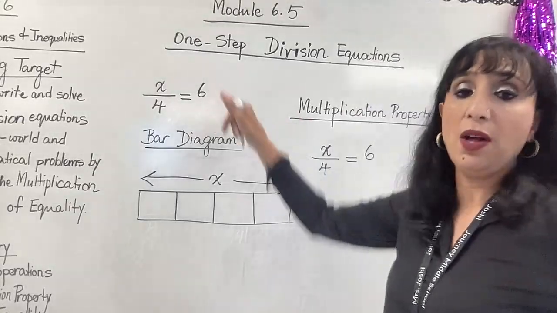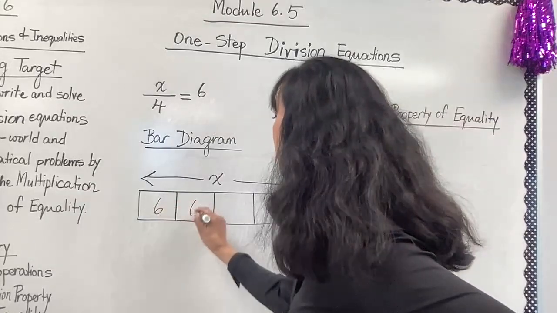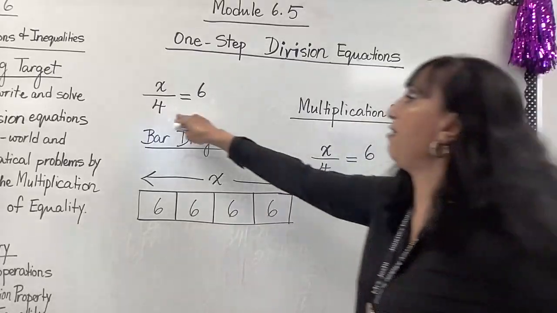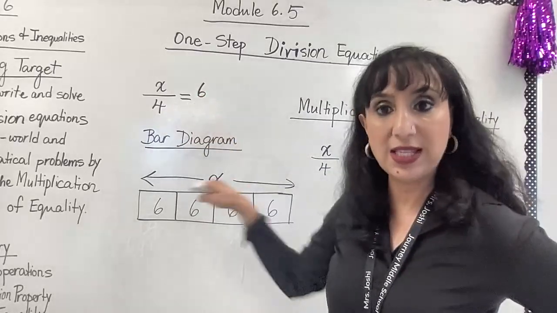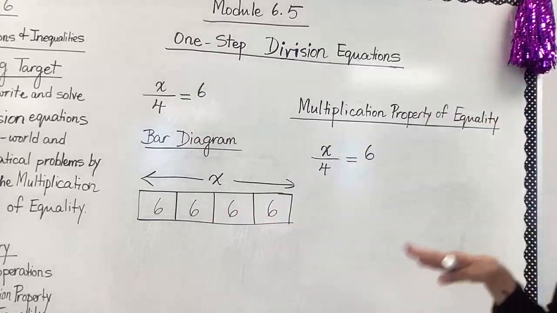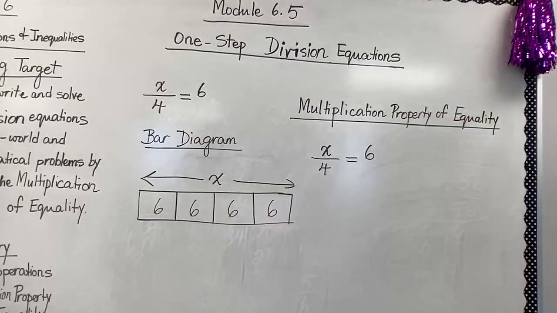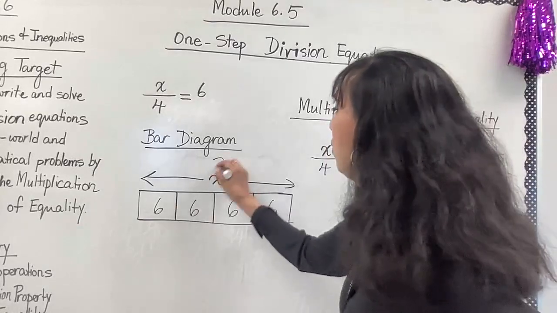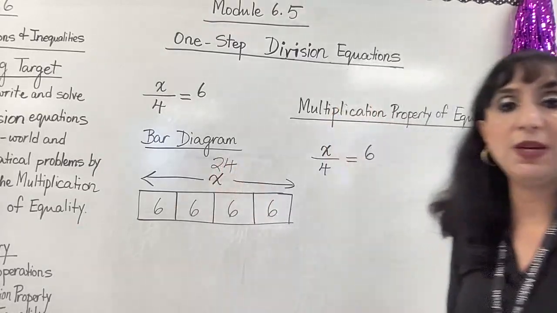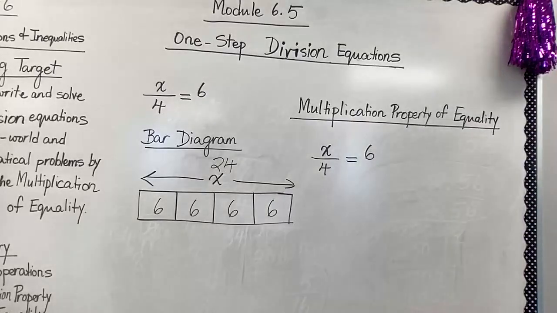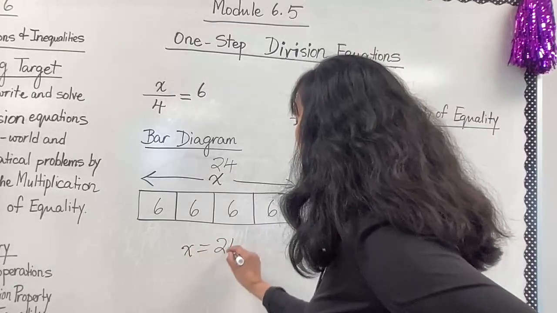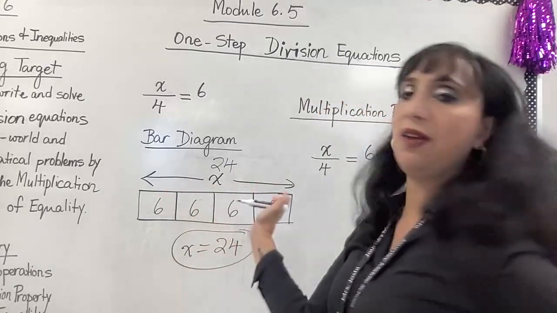Okay, so each of these is 1, 2, 3, 4, 6s, because it's saying if I'm dividing by 4, I'm getting 6 for each section, right? So I'm going to write that down, and if I work backwards, I know that if I do 6 times 1, 2, 3, 4, what is this total amount going to be? It gives me 24. All right, so therefore x is equal to 24. All right, so just wanted to give you a visual.